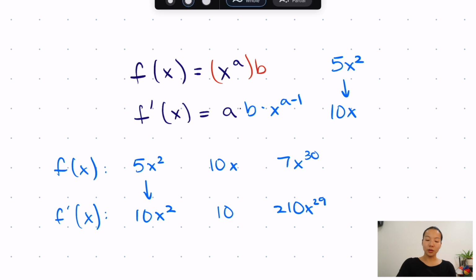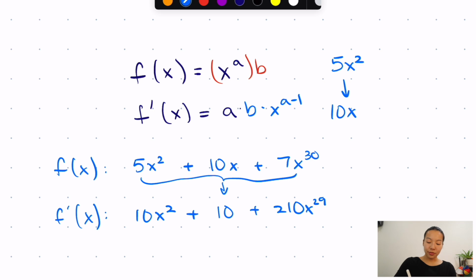And what's really cool is if I actually erase these and make these plus signs instead. So let's say my function is all of this. Well, this down here, that's my derivative of that function. We can actually just add the derivatives of each piece together.